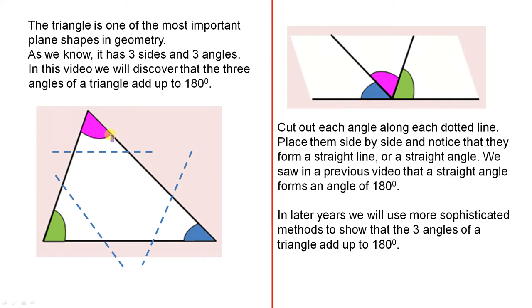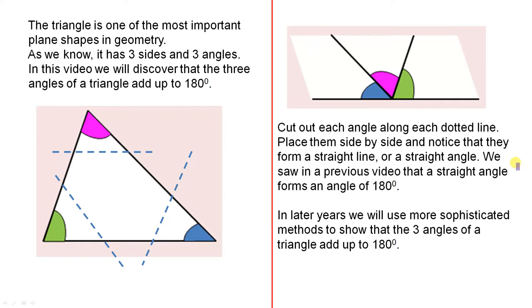Here we have a triangle with a pink angle, a green angle and a blue angle. Just pretend we take a scissors and we cut each of those angles. So cut along the dotted line. So we cut out each of those three angles. So cut out each angle along each dotted line, place them side by side and notice that they form a straight line or a straight angle.